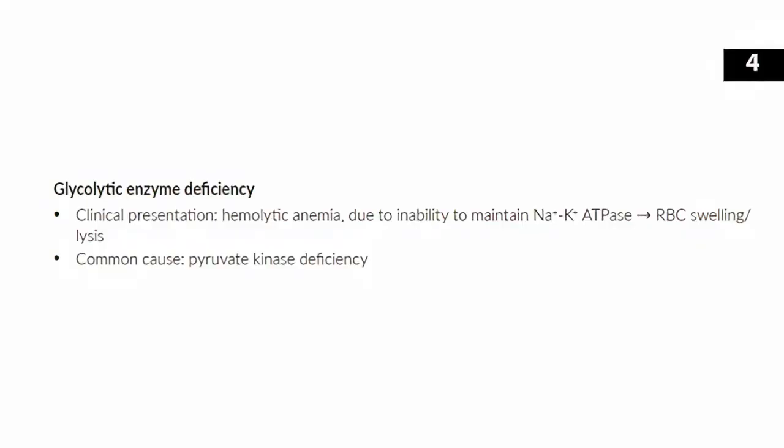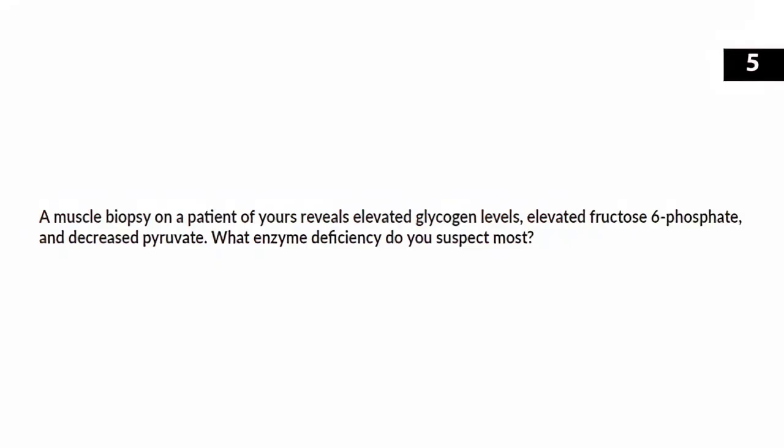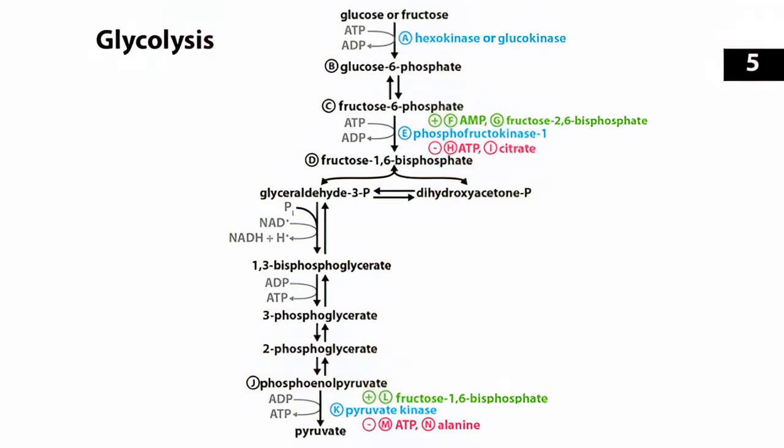Pyruvate kinase deficiency. Look at the next question. A muscle biopsy reveals elevated glycogen levels, elevated fructose 6-phosphate, and decreased pyruvate. What's the enzyme deficiency? Well, because pyruvate is decreased and because glucose is being stored as glycogen, you know this is a problem with glycolysis. So you have to think about which of your glycolytic enzymes is deficient. Because you have an elevated level of fructose 6-phosphate, this suggests a deficiency of the enzyme that converts fructose 6-phosphate to the next substrate. So what enzyme was that? PFK1. So the answer here is PFK1.